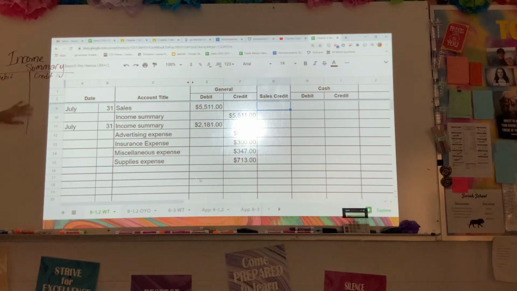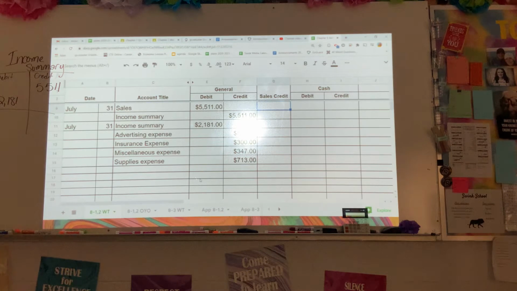So let's look at this first one. We did sales and income summary. So we have a credit transaction of $5,511. Okay, we credited it. So what's the current balance in income summary? 5,511. And then we affected it in a different way. We did a debit. So 2,181. So I had a credit to start with and then a debit.